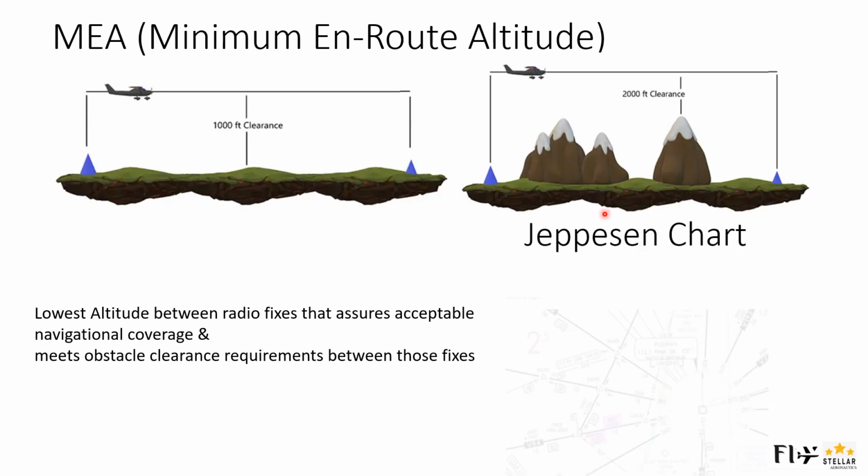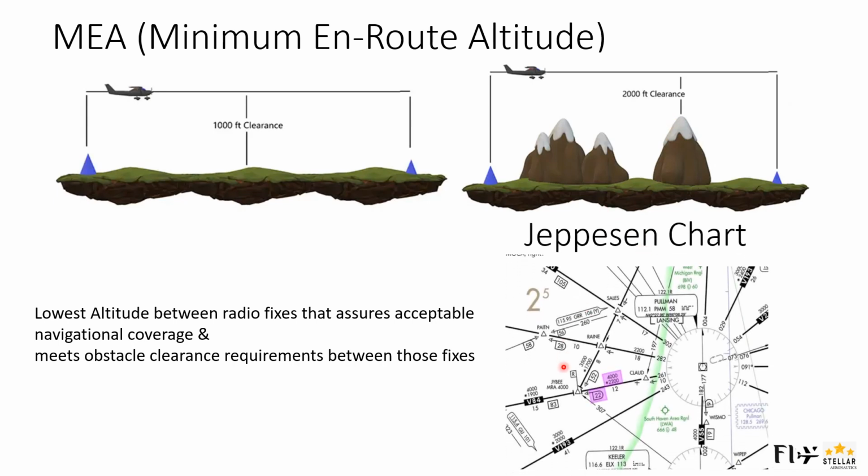On the Jeppesen chart, just above the MOCA, the number that you see is MEA, that is minimum en route altitude.